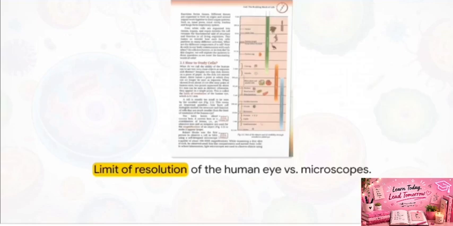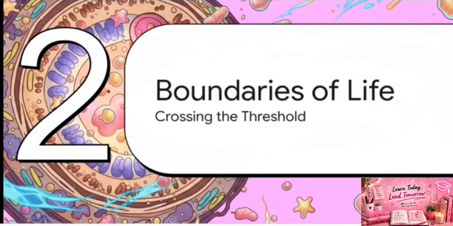This whole journey actually started way back in 1665, when a scientist named Robert Hooke looked at a slice of cork, saw these tiny little box-like compartments, and called them cells. Moving right along to Section 2, boundaries of life, crossing the threshold.